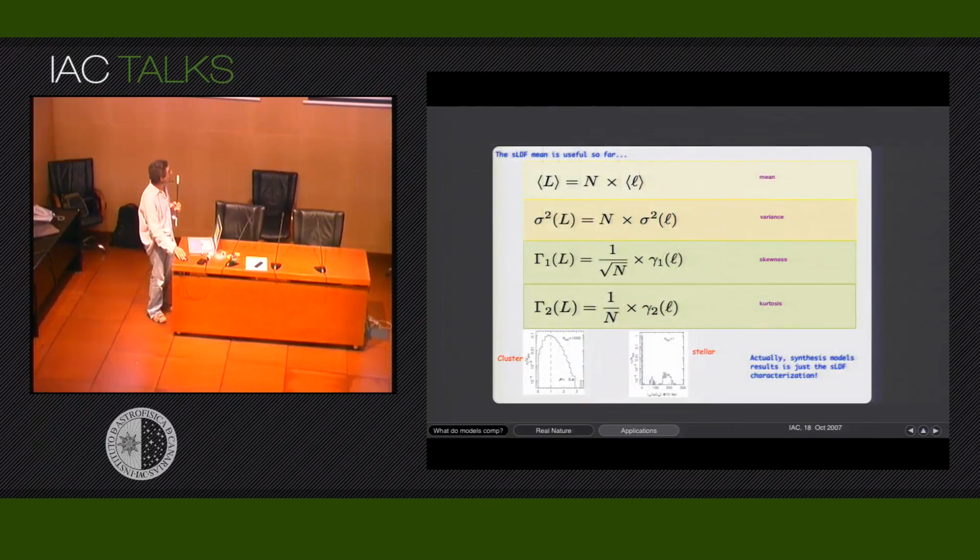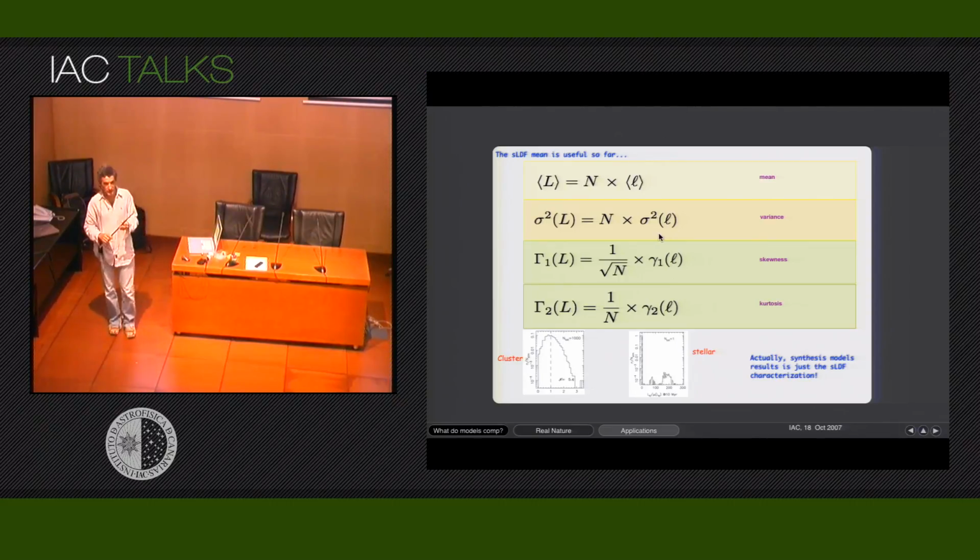So the thing is, you can relate what happens with the stellar luminosity function and with the population. You can obtain the mean value of the stellar luminosity function. If you multiply it by the number of stars you will have, you obtain the mean value of the total luminosity. You can also work with the variance of the distribution, because it's not only the mean. Most of the models only produce this mean, but they can produce the variance, the skewness, the kurtosis. So you are mapping the distribution and you can do it.